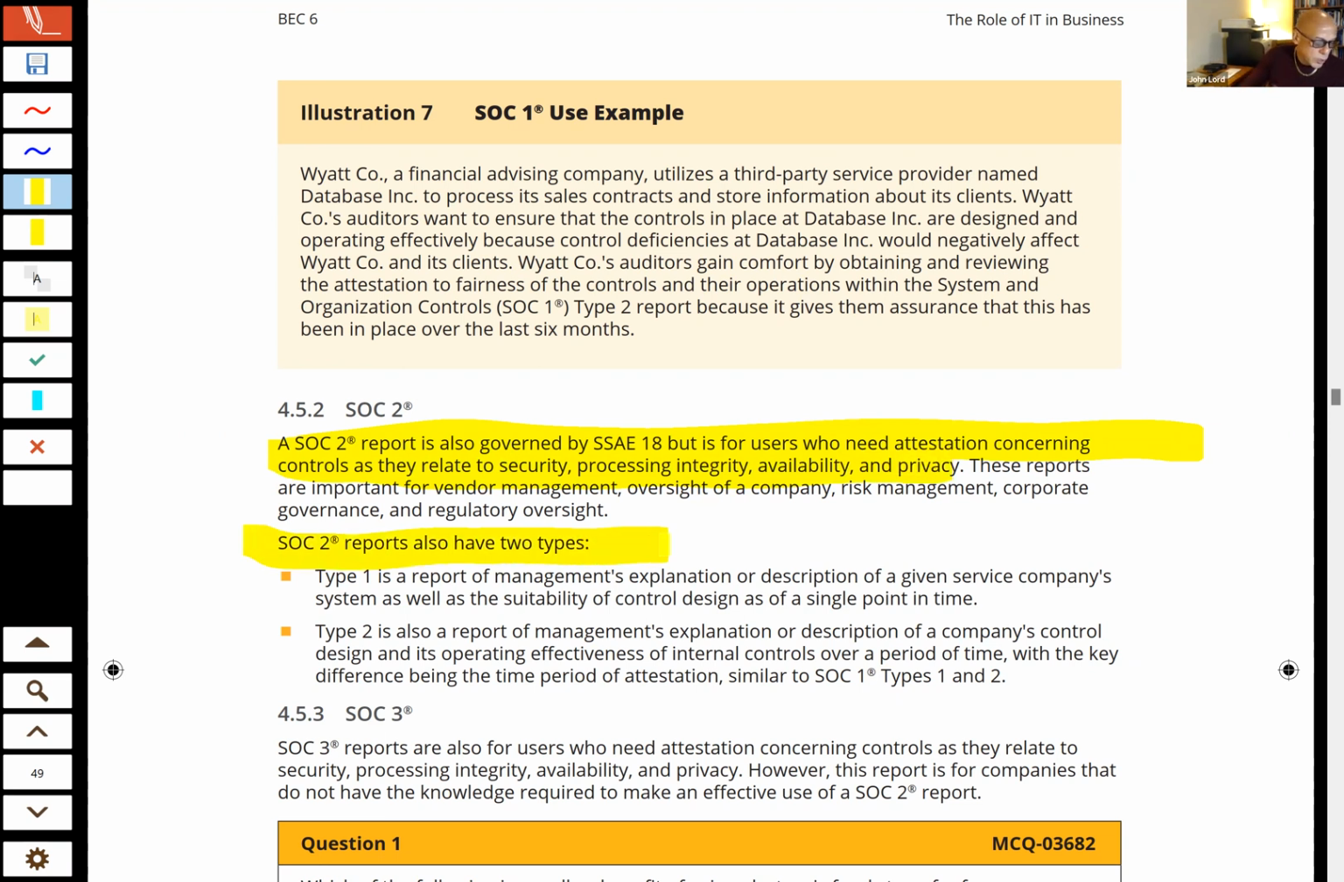There are two types of SOC2 reports. Type 1 report: management's explanation or description of a given service company system, okay, as well as suitability of control design. Type 2 also gives the explanation, but it also would look at the operating effectiveness.